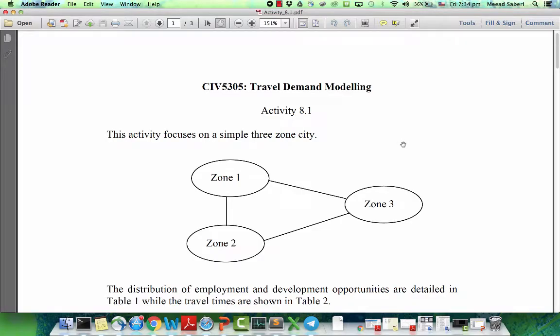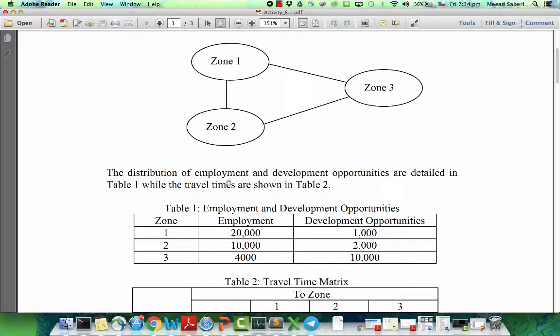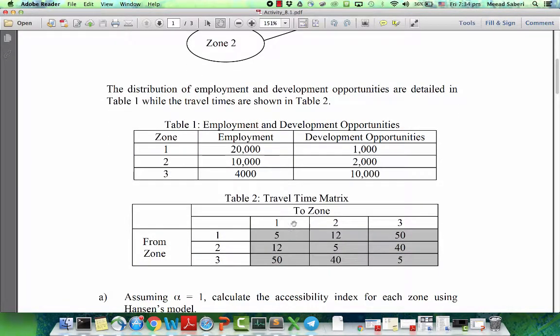In this activity, we focus on a simple three-zone city, as you can see here: zone 1, zone 2, and zone 3. The distribution of employment and development opportunities are given in table 1, while the travel times are shown in table 2. We have the number of jobs in each zone, and we have these development opportunities, which basically represent the number of new jobs that will be available in those zones in future.